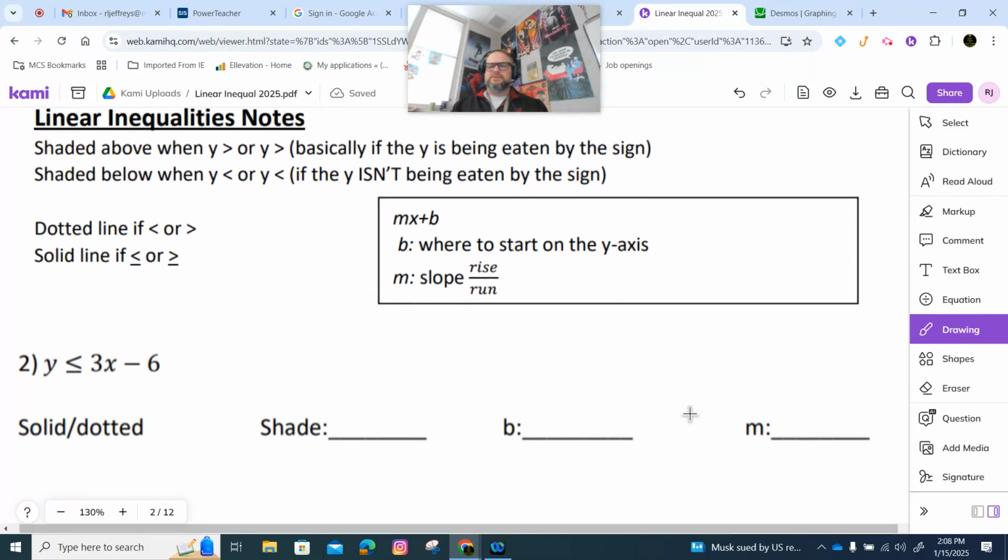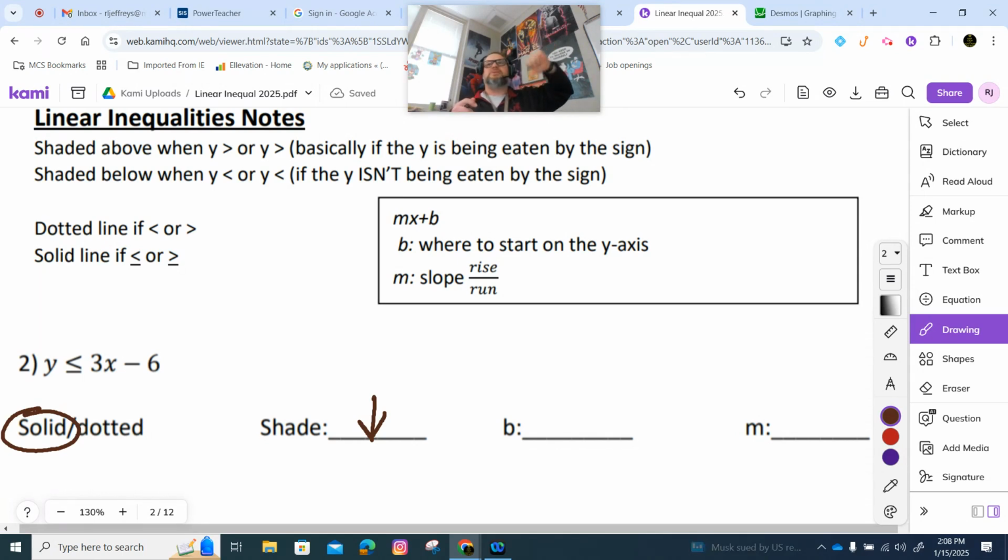So, repeat of these notes. Number 2. Is this going to be solid or dotted? Solid, because it's got the line underneath it. Which way am I going to shade, up or down? You could actually write the word. You could draw a thumbs down. You could draw an arrow. I just need to know down. What is the number without x? Very good, -6. What is the number beside x? Bam.